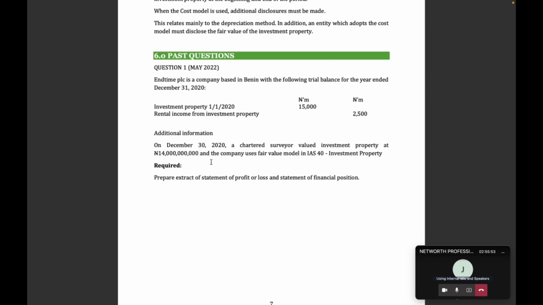Okay, and that is it. There is no need for depreciation or amortization or what have you. It's just that straightforward. And that brings us to the end of investment property on IAS 40.